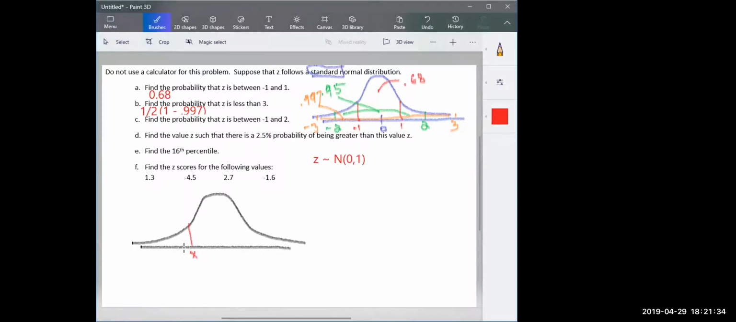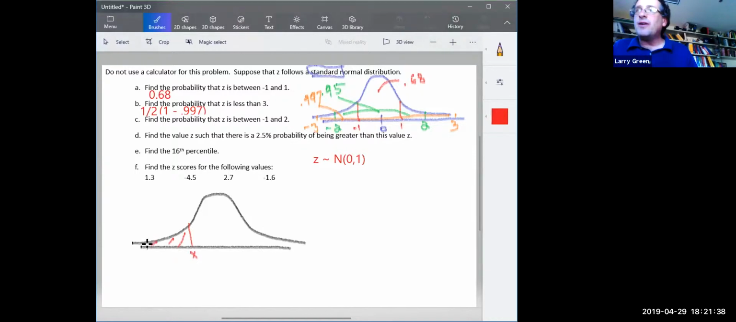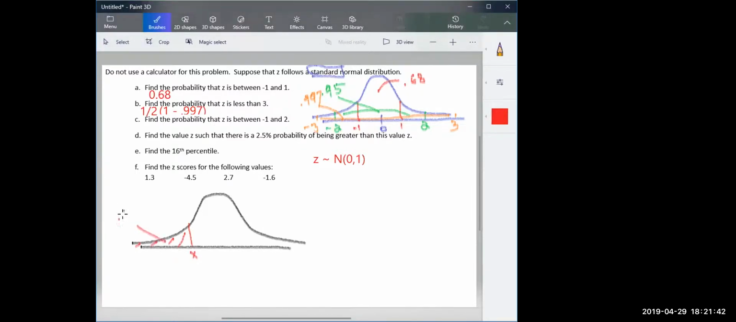Can you turn that down? And what we can say is the area to the left is 0.16. I don't really care. It's not even 14 days, it's only 13.